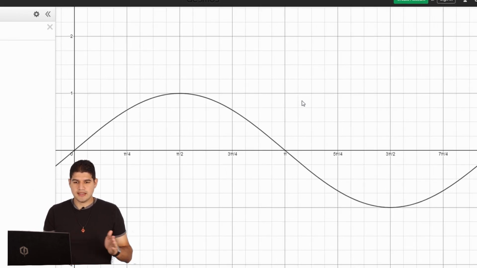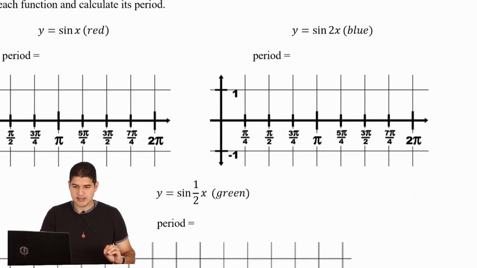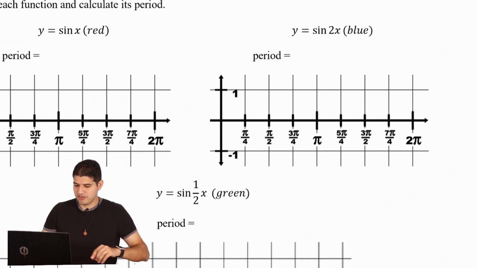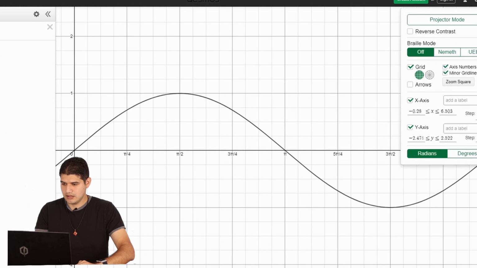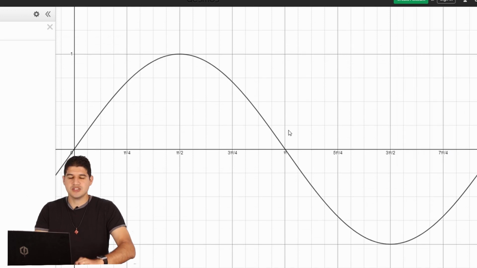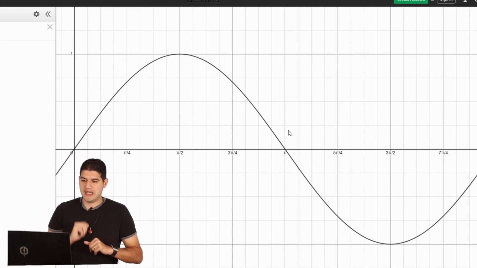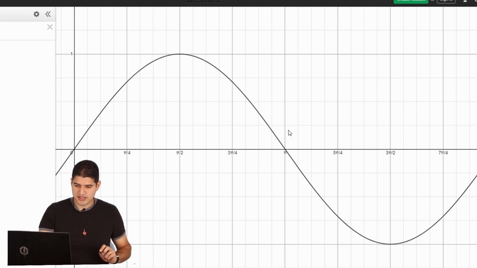All right, so we can see that, of course, sine of x has not changed at all. Does my y-axis change? Yeah, let me fix my y-axis real quick. So -1.5 to +1.5. And I just do the 0.5s to get a little bit more space up there. All right, so let me graph sine of x real quick.